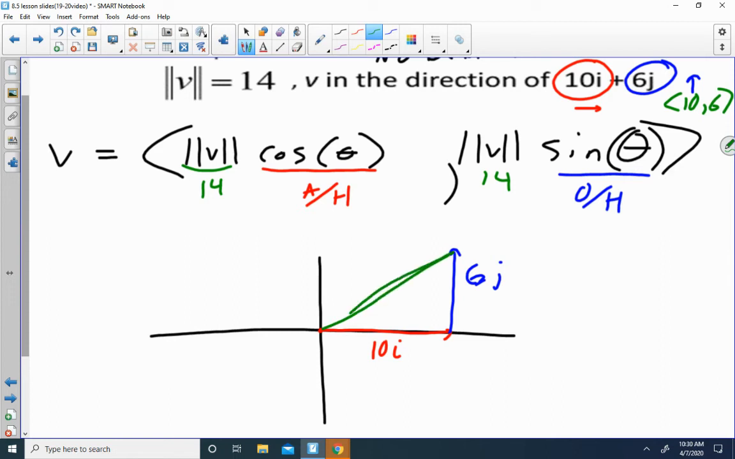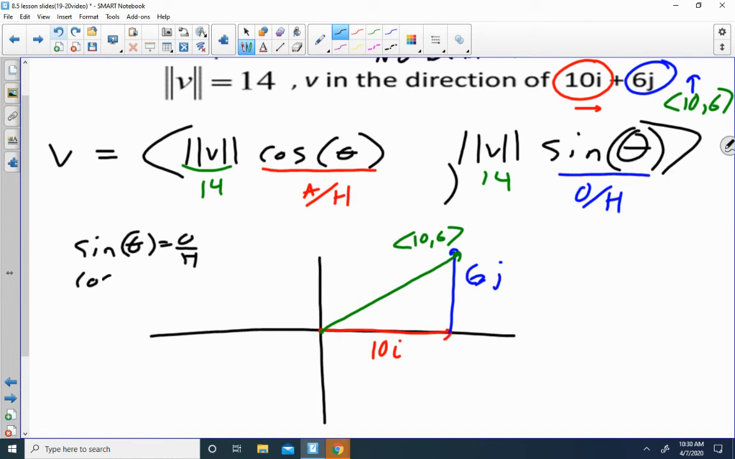So then the third side will be 10, 6. So remember, our objective, we need to find what sine is using opposite over hypotenuse, and we need to find what cosine is using adjacent over hypotenuse. We have an opposite, we have an adjacent, we just don't have a hypotenuse.